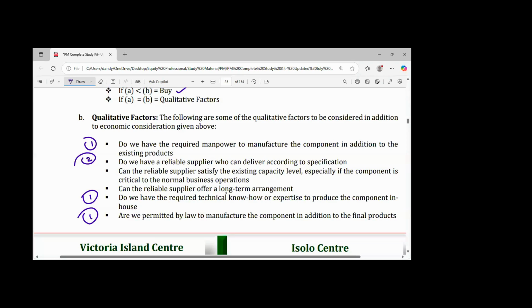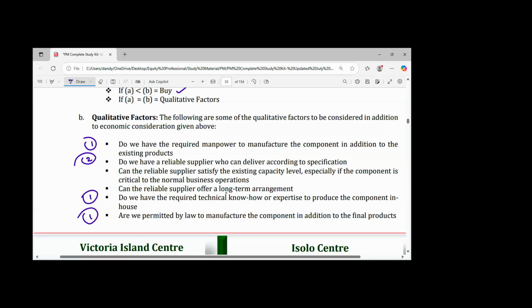That is not what you want, because if this component is critical to the normal company's operation, that means there will be disruption. There wouldn't be a smooth production run. So as a result of that, you need to guide that it's better for you to produce it so that you can ensure that there is smooth production run always. So you need to consider if the reliable supplier can satisfy the existing capacity level.